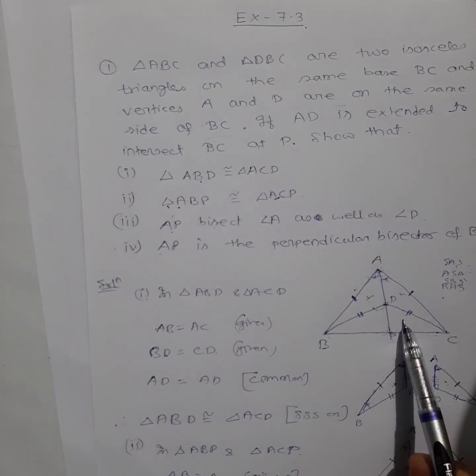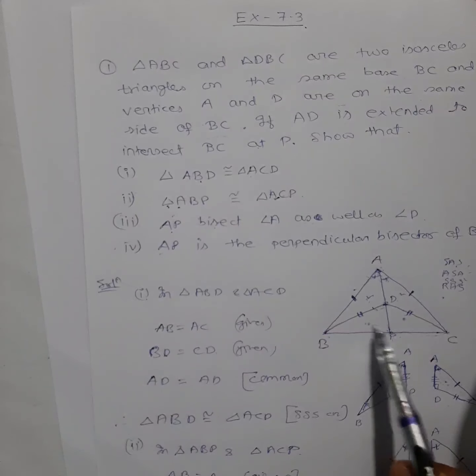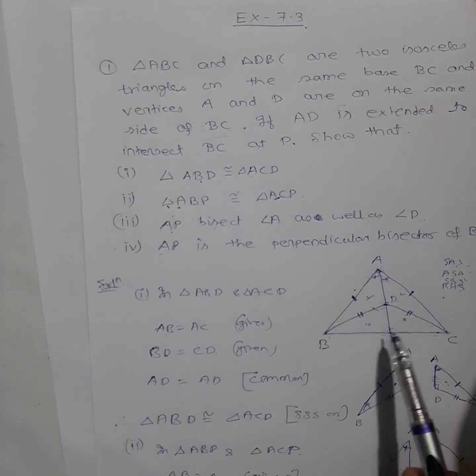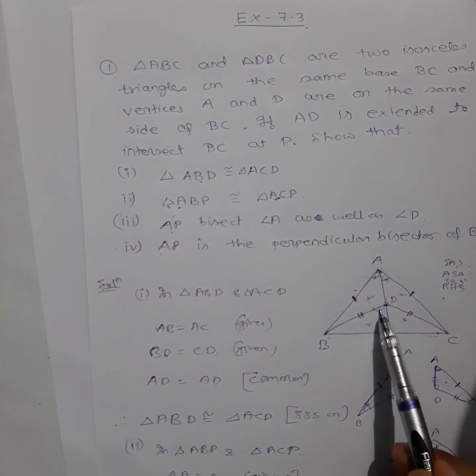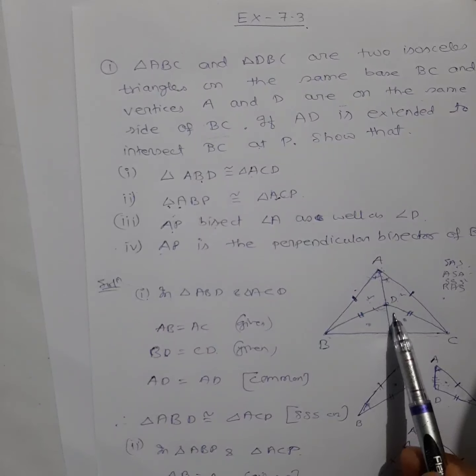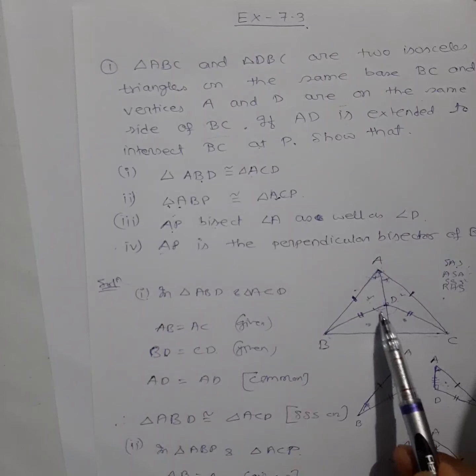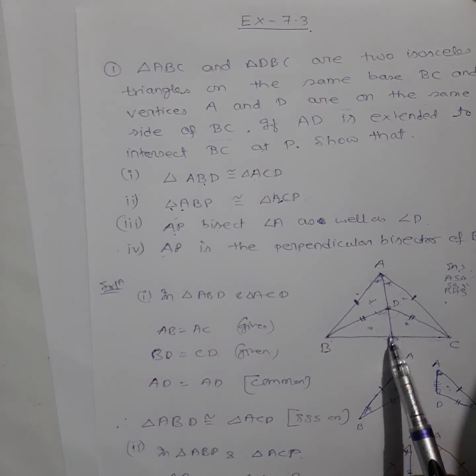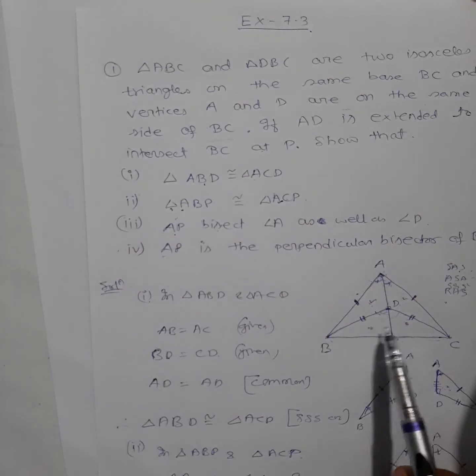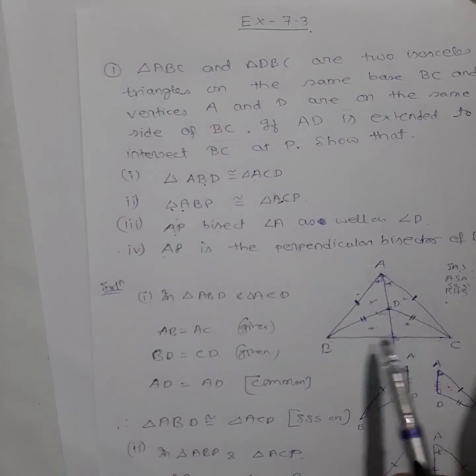So for that what will we do? This triangle and this triangle you show congruent. Once you show these two triangles congruent, what can I say? This angle and this angle are equal, right? Corresponding parts. Now once these are equal, I can say this is the bisector. Now see the advantage of showing these two triangles congruent.